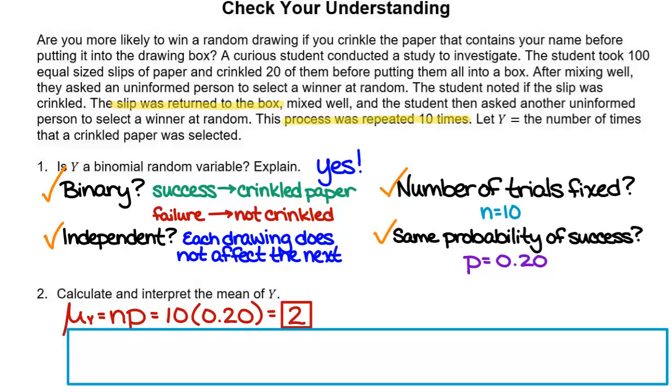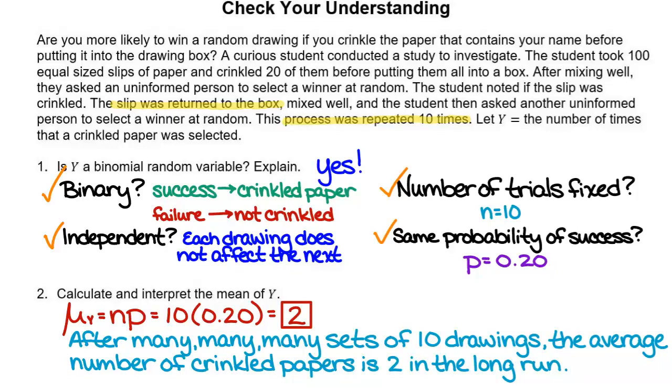You said after many groups of 10 trials or groups of 10 drawings, the average number of successes, which in this case would be crinkled paper, so the average number of crinkled papers is 2 in the long run. After many sets of 10 drawings, the average number of crinkled papers is 2 in the long run. I think we have enough time to do part C, and then we're going to have to hold off on the other 2.